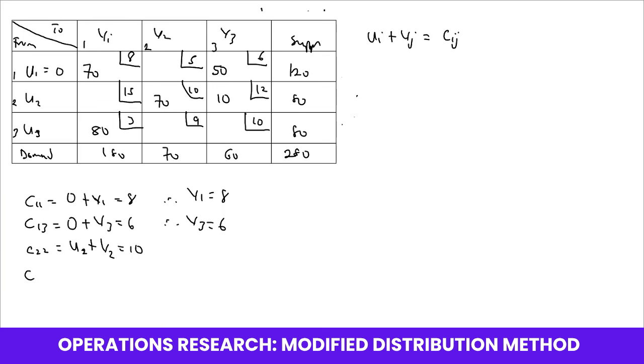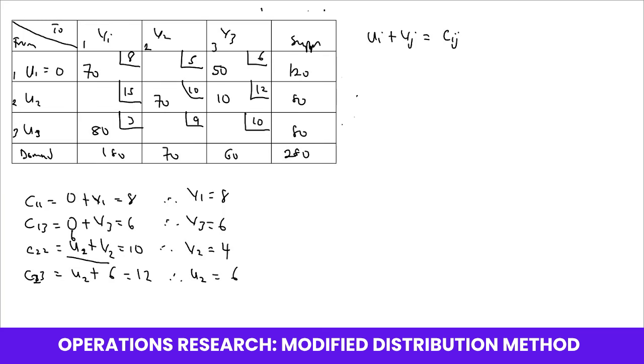And then our next allocated cell is 2, 3. We don't know our U2 value, but we know our V3 to be 6, and that's equal to 12. So 6 will go to the other side. Then we are going to have our U2 equal to 12 minus 6. So now we know our U2, so we'll bring it back here. U2 is 6. So when 6 crosses to the other side, we are going to have V2 equal to 10 minus 6. So we are going to have our V2 to be positive 4.